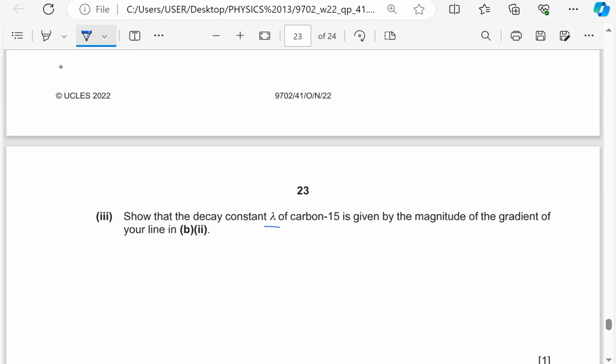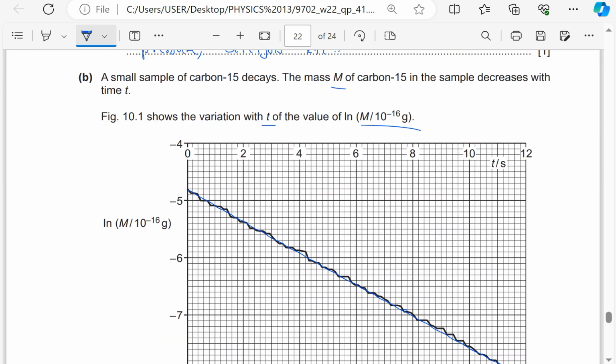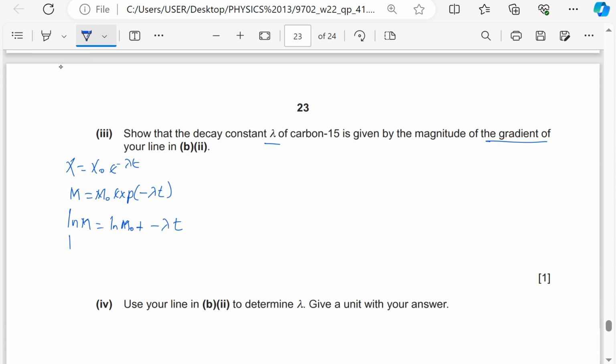Then show that the decay constant lambda of carbon-15 is given by the magnitude of the gradient. Of course, this is mathematics. We have a graph of ln of m against time t in seconds. In general, we know that x equals x naught e to the power negative lambda t. So m equals m naught e to the power negative lambda t. If I introduce natural logarithm, ln of m equals ln of m naught plus negative lambda times t. Rearranging, ln of m is equal to negative lambda times t plus ln of m naught.